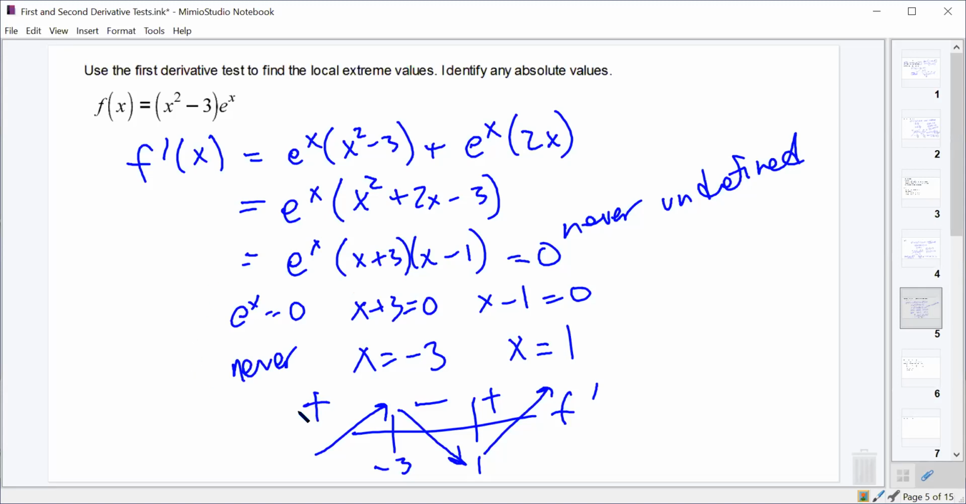Okay. So we know we have a local max at negative 3 and a local min at 1. And so let's try and figure out what those values are. What's f of negative 3 and what's f of 1? It's like f of 1 is negative 2 times e. And f of negative 3 would be 6 e to the negative 3, or 6 over e cubed. Everybody good there or no?